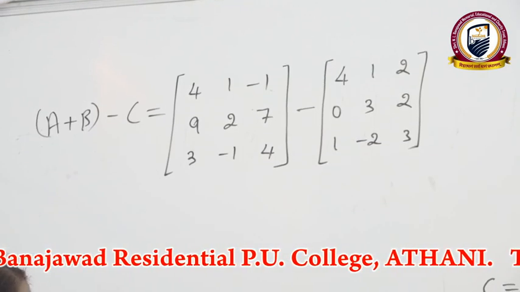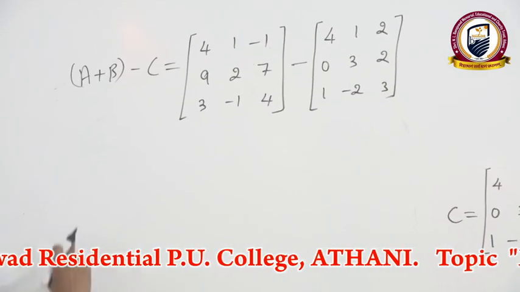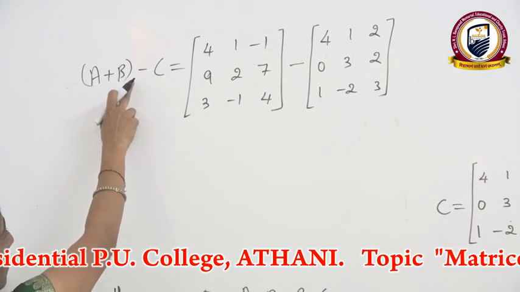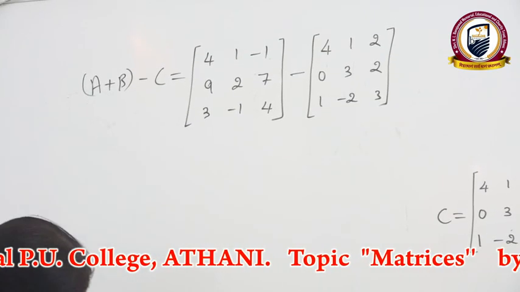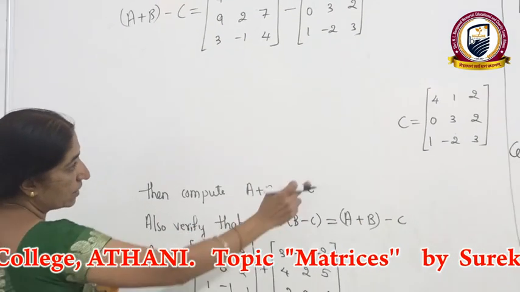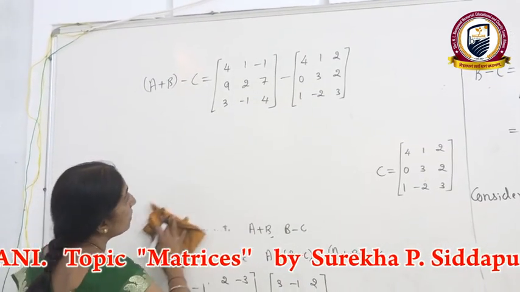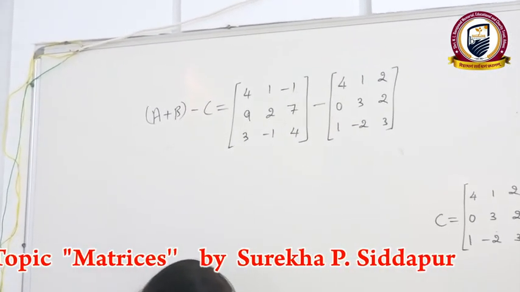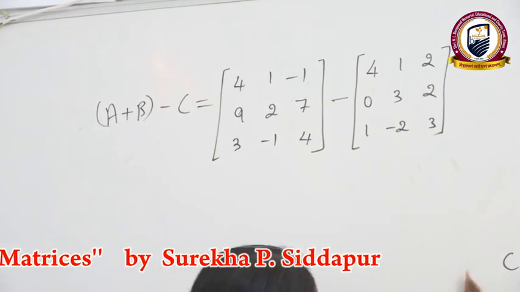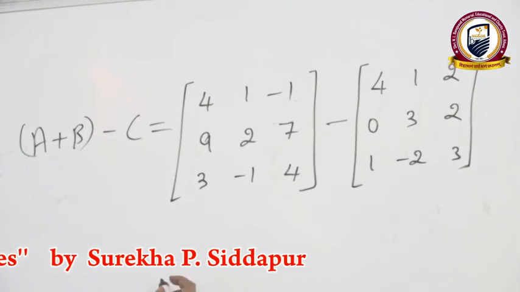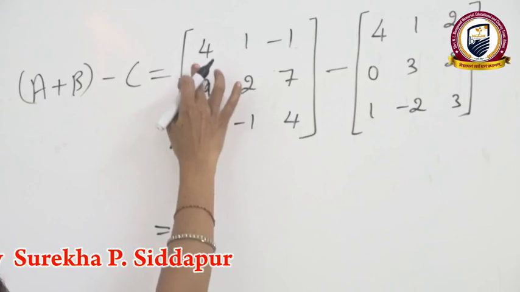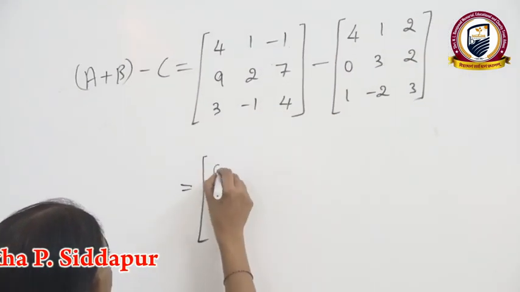See, after finding equation 1, what you are calculating? We are calculating A minus B plus C. Already we calculated the A plus B value and C is given. So write down those values. After writing those values, just go for a corresponding subtraction. Corresponding value subtraction. That is 4 minus 4, 0.